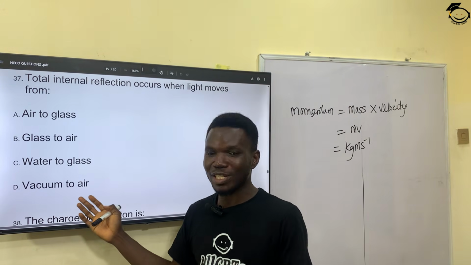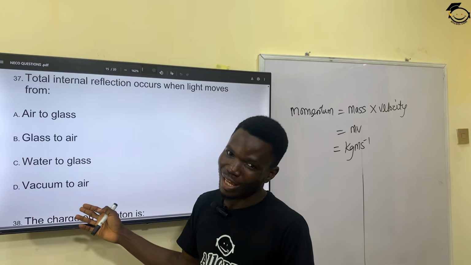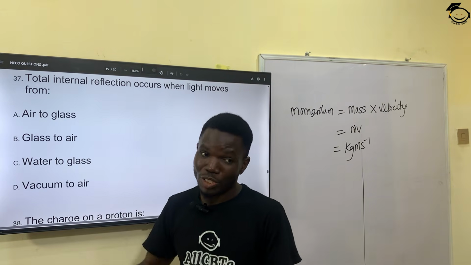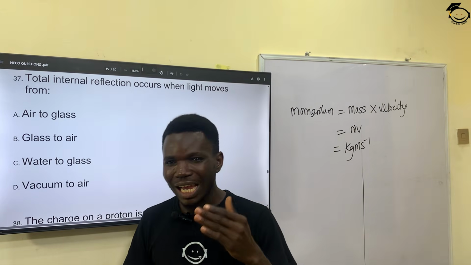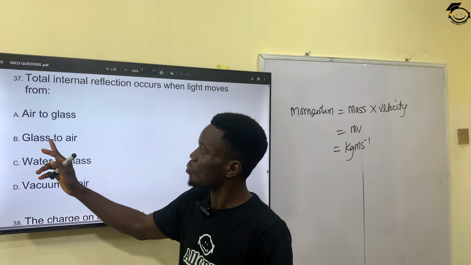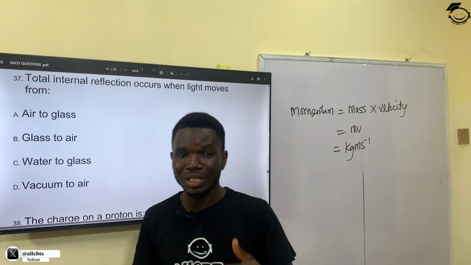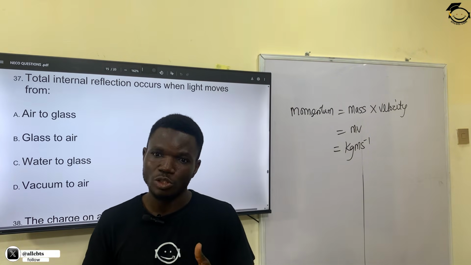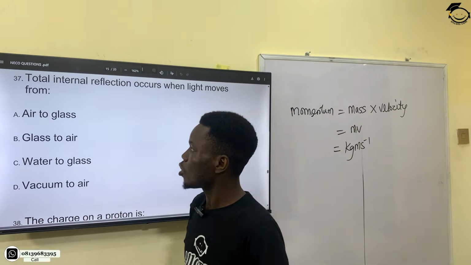So when light travels from air to air... So the correct answer to this question is when light travels from glass to air, which is option B. Glass is more dense compared to air. So when light travels from a denser medium to a less dense medium, total internal reflection occurs.